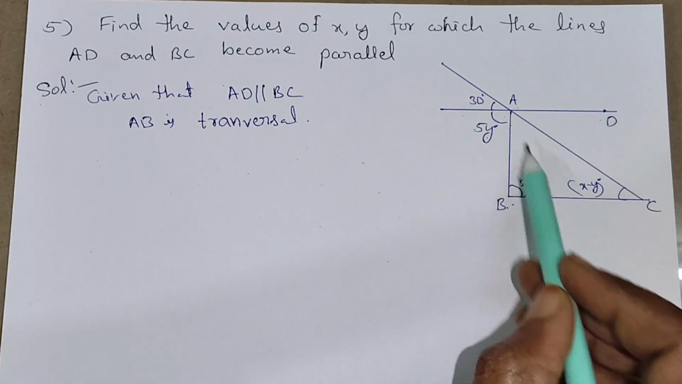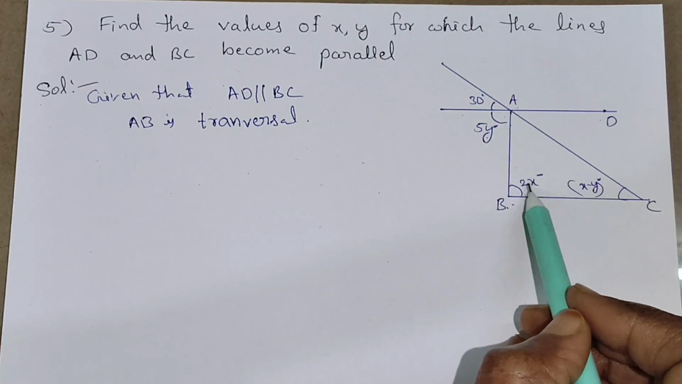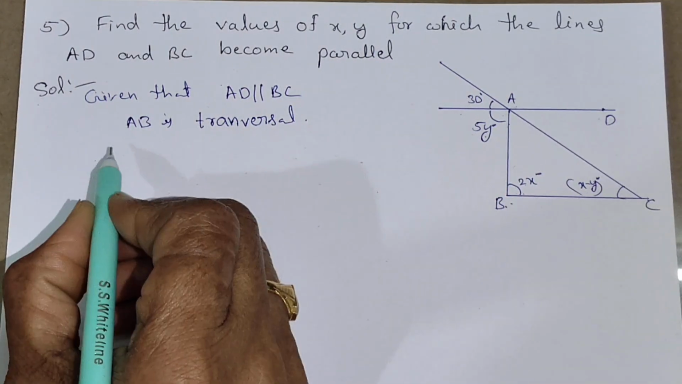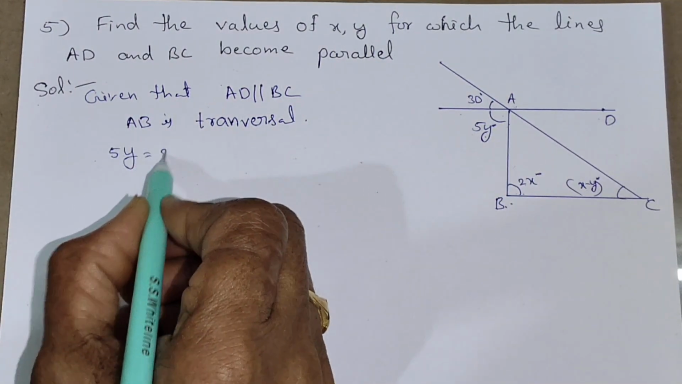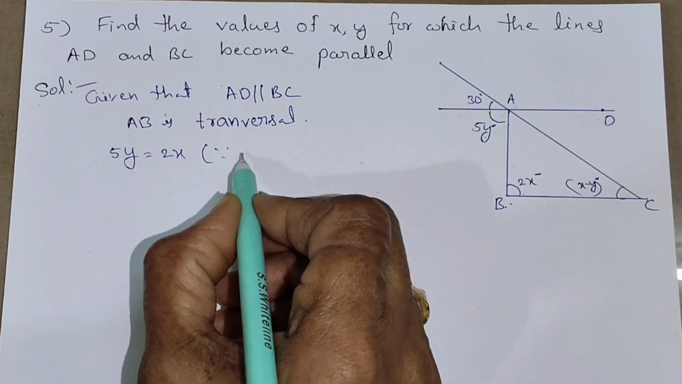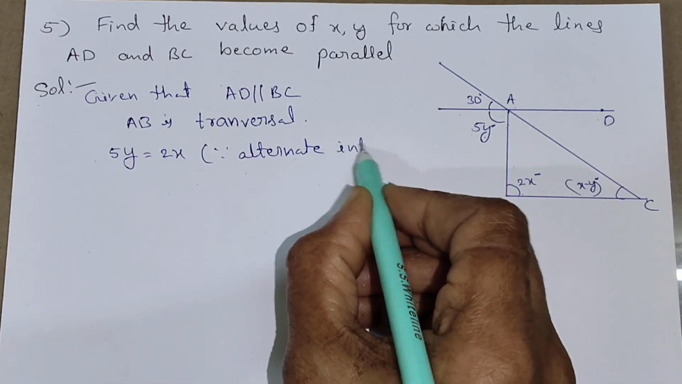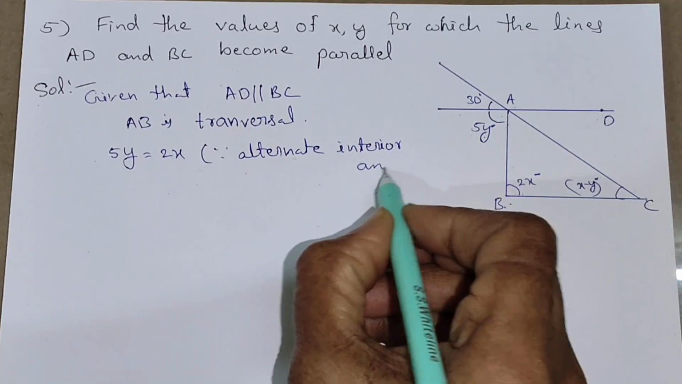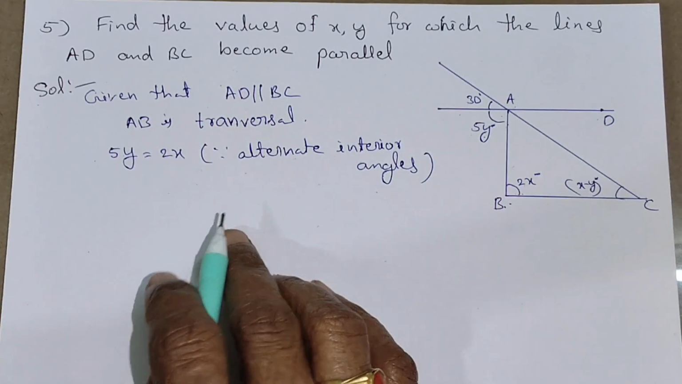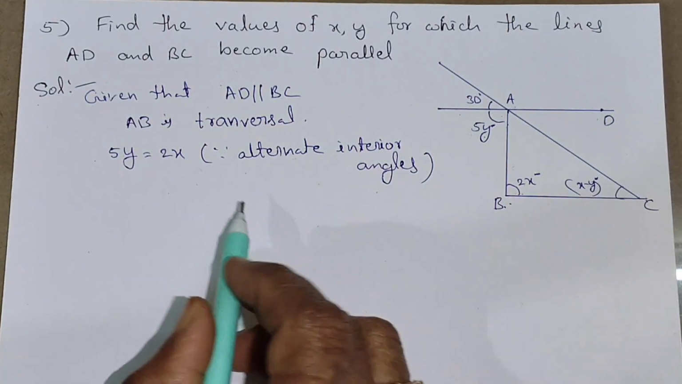These two angles are alternate interior angles. These two angles are equal. So here 5y is equal to 2x, alternate interior angles.